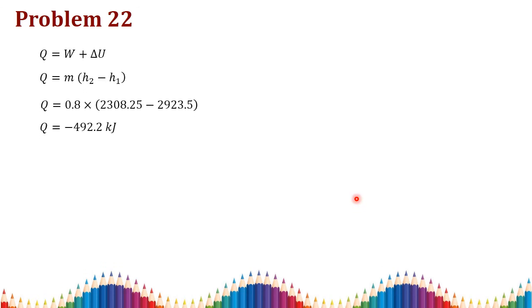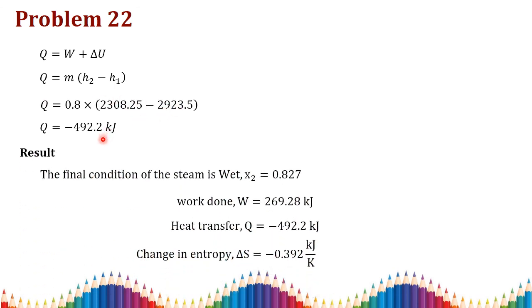Now we need to find out Q. Q is equal to W plus delta U. Either we can find it this way, or otherwise Q is equal to m into H2 minus H1. We know the mass, and we know the H2 and H1 values. Substitute those values to get Q equal to minus 492.2 kilojoule.